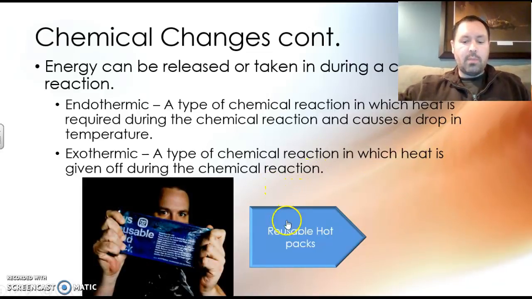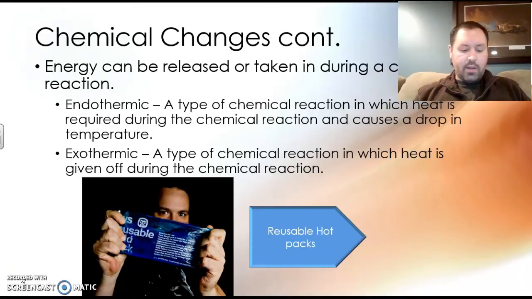So maybe you guys have seen some of those reusable hot packs. I might have one. Give me a second. I'll go check for one, see if I have one. We can demonstrate this. All right, I'm back. So I did find one.